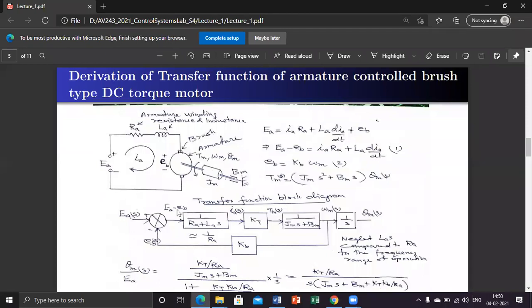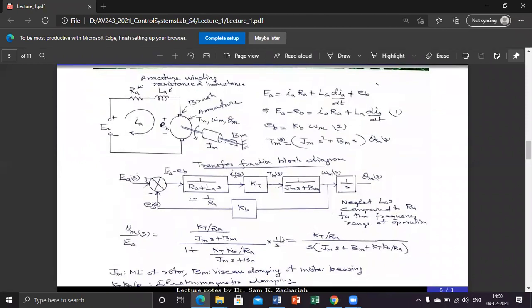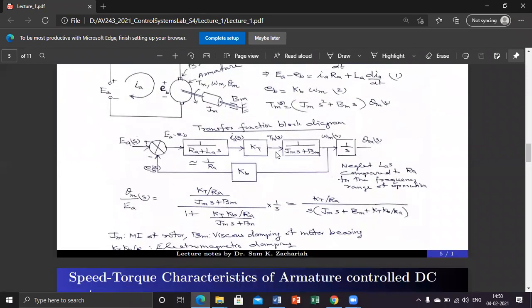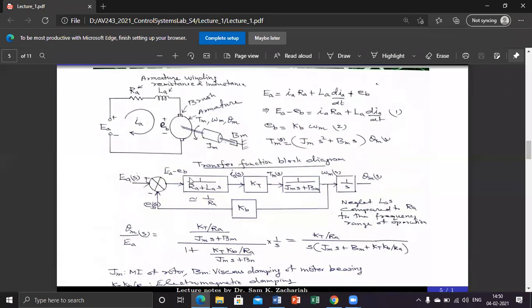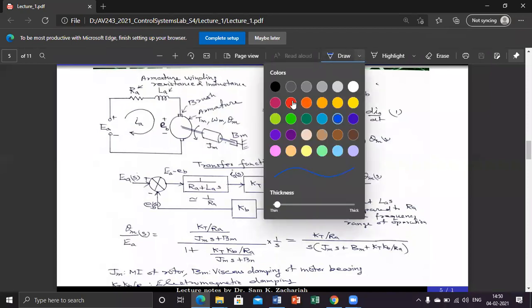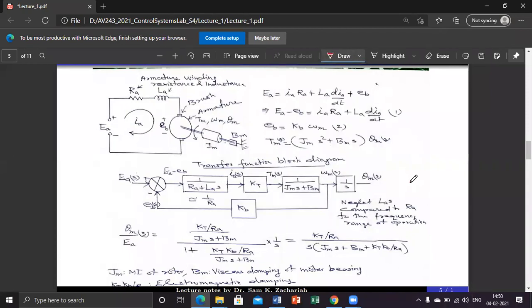So in the last class, we had derived the transfer function of the armature controlled brush type DC torque motor. And this was the closed loop block diagram. Both the electrical parts as well as the mechanical parts are modeled. Today, we'll go into more details of the modeling.